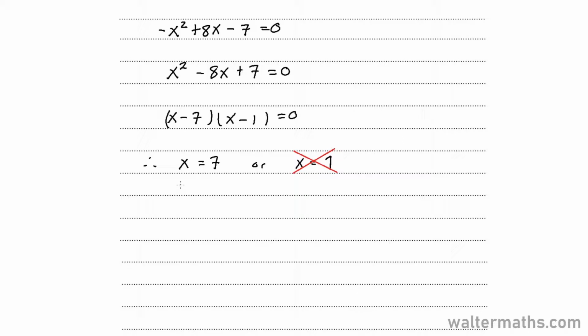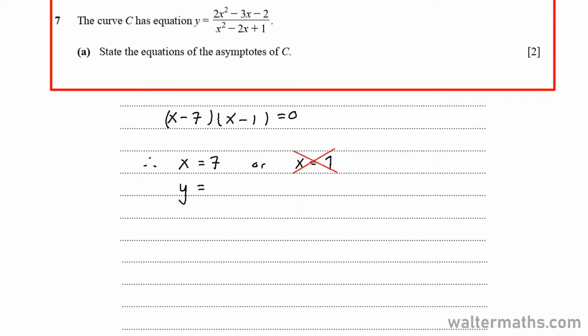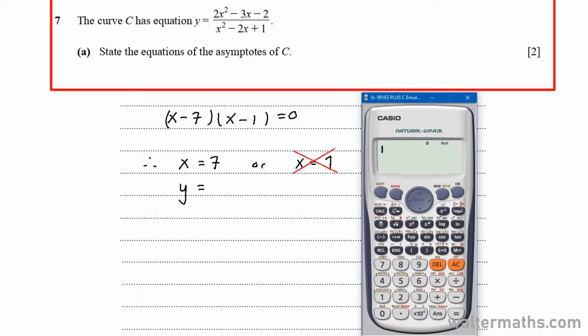And we also need to know what the value of y is when x is equal to 7. So we can substitute 7 into the equation of the curve. So I'll use a calculator for that. So I'm going to store 7 into x. So it's 7 shift store into x.